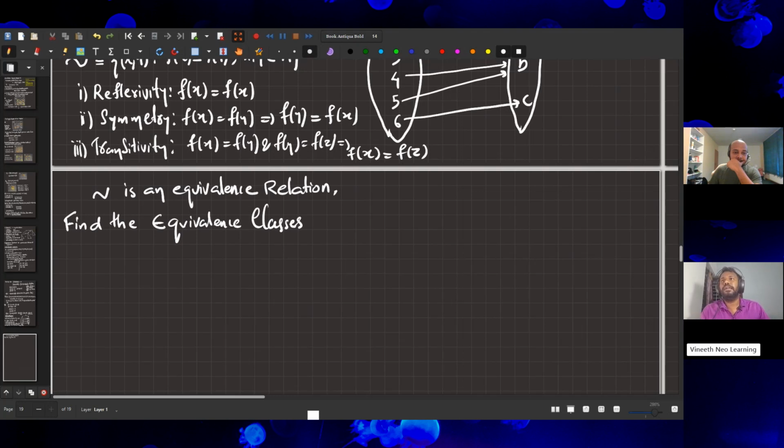Okay, let's pick an element. Let's pick one and find the equivalence class of one. What are the elements? 1, 2, 3. Exactly. Therefore, this is also the equivalence class of 2 and 3, because 1, 2 and 3 have the same image. In that context, being the same image, these are the same.